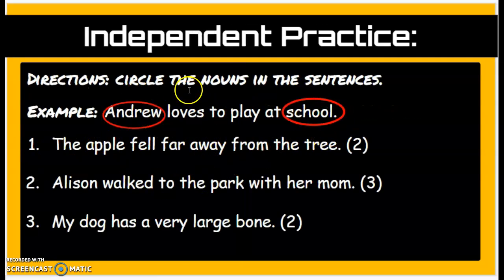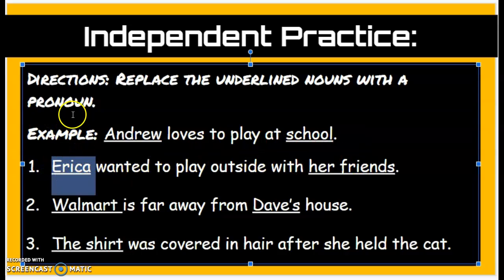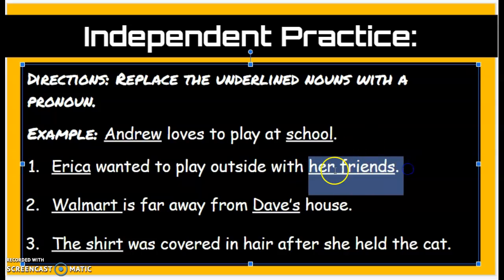We also looked at how we could identify nouns in a sentence by looking at people, places, and things, and filling in pronouns in place of words. Let's look at example number 1 real quick. Erica wanted to play outside with her friends. We could change Erica to she. The pronoun she wanted to play outside with her friends could be replaced with them. She wanted to play outside with them.